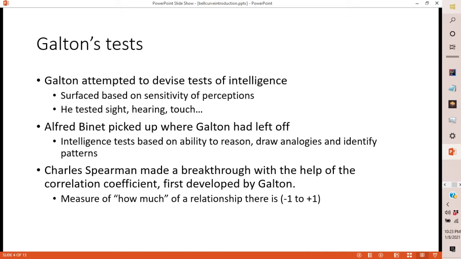Charles Spearman was the one that made the real breakthrough when it came to all of this. And he was able to make it because of the discovery of a correlation coefficient, which was first developed by Sir Francis Galton.